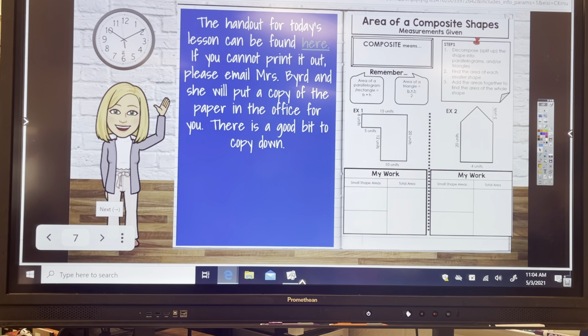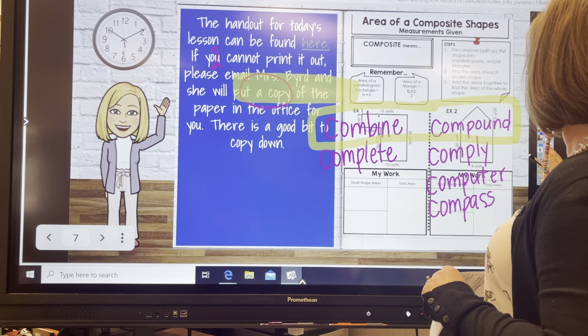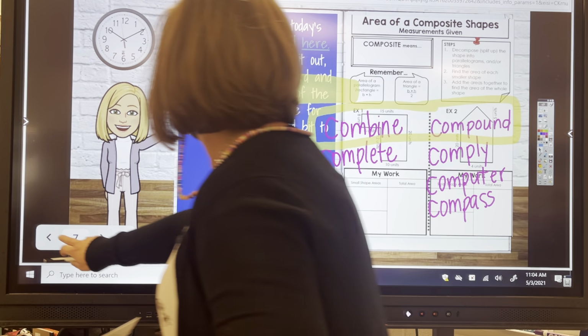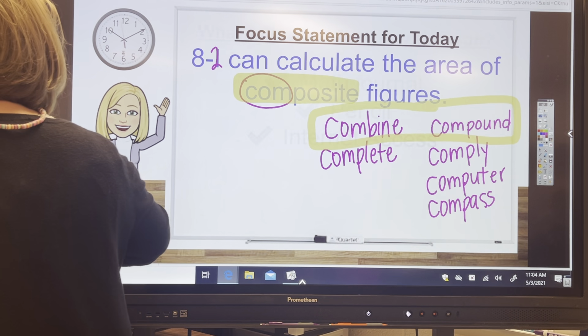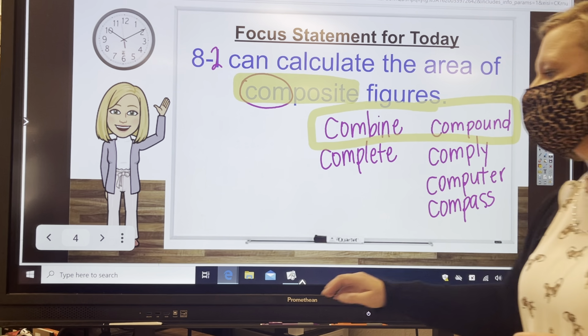What was the focus statement? Oh, I'll go back. I'm sorry. I can calculate the area of composite figures. Who needs a paper? It was up here. I gave you one. I know. Then somebody over there said they didn't have one, so I was trying to figure out who it was. All right, ready?